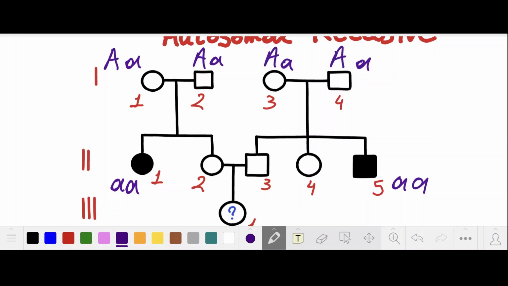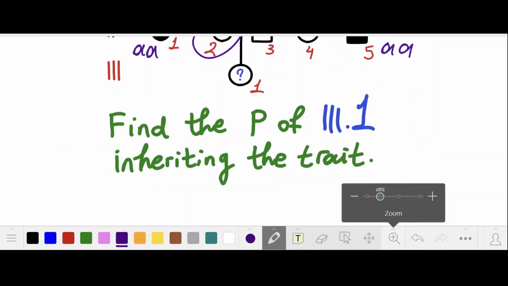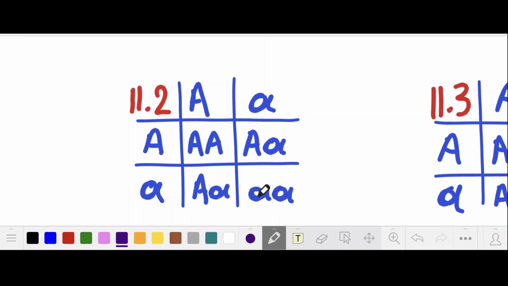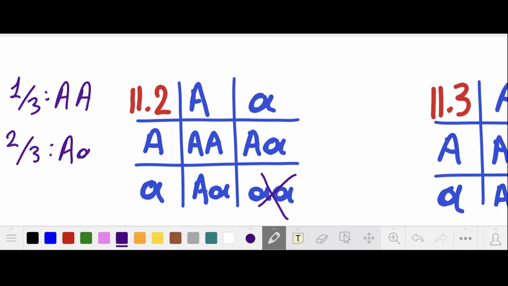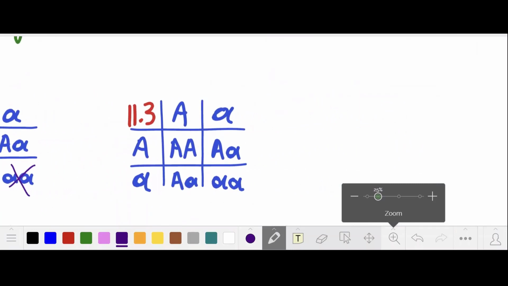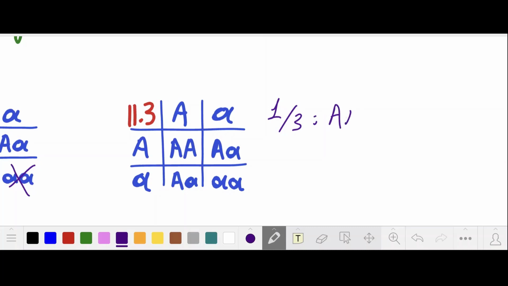Okay, now we construct a Punnett square for the possible genotypes of person 2.2. Both of their parents have capital A, small case a as a genotype. Since this person does not exhibit the trait, they have a 1/3 chance of being capital A, capital A, and a 2/3 chance of being capital A, small case a. The exact same goes for the person 2.3, since they have the same Punnett square as person 2.2. So we have 1/3 chance of being capital A, capital A, and 2/3 chance of being capital A, small case a.